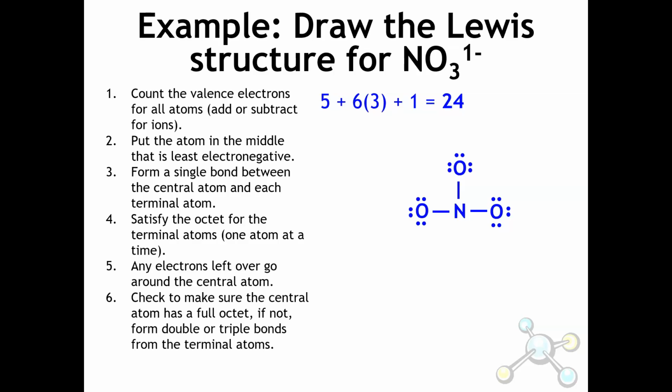And so now again, step 6 here, we have to check the octets. Each oxygen has 8, but look at the nitrogen. It only has 6. So that means that you can take an electron pair from any of those oxygens and make a double bond. And there we go. Now, because this is an ion, the other thing that we have to do is show that it's an ion. So what we do is we put square brackets around it, and then we add the charge. And so that is going to be the Lewis structure for nitrate.